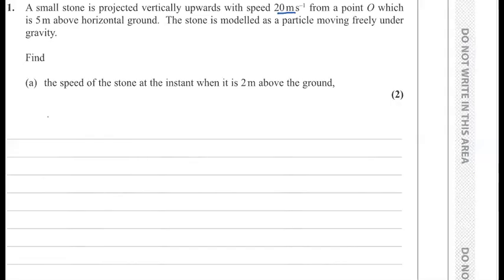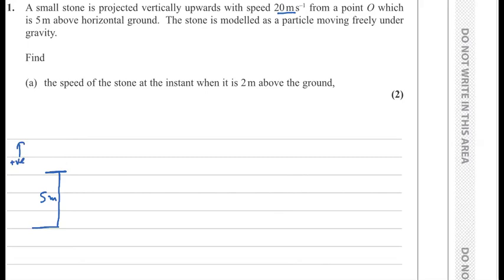So let's start with, first of all, drawing. As the question is saying that it is 5 meters above the horizontal ground, let's say this is the horizontal ground and this height is 5 meters. And it's projected from here with the speed of 20 meters per second. So let's take the positive direction upwards. If any direction is upward, that will be taken as positive.